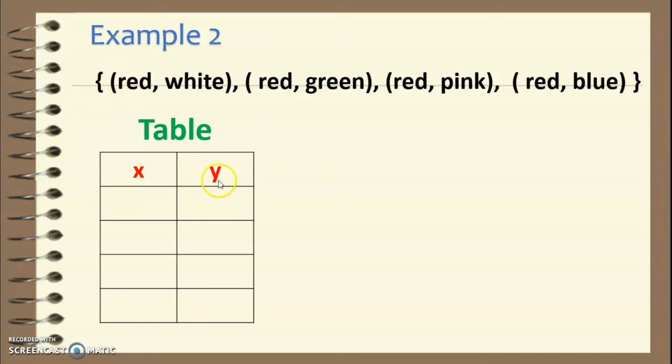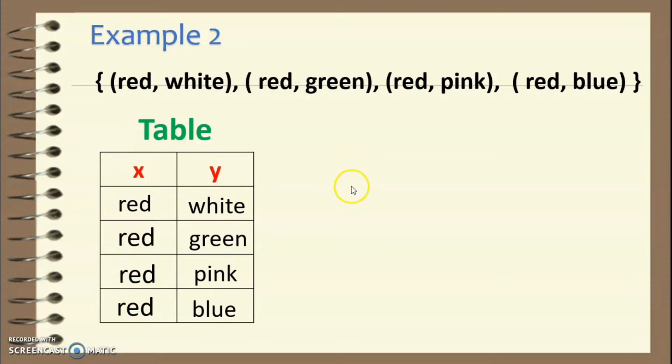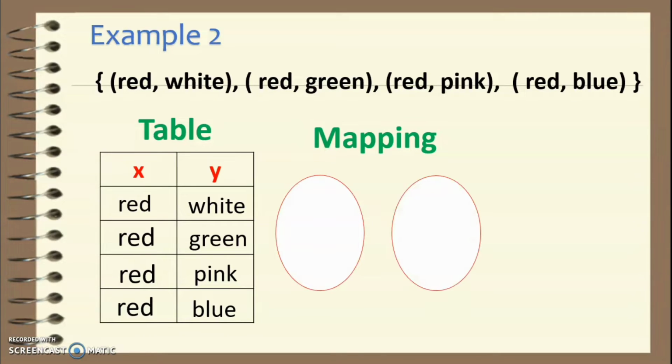Ganun pa rin, i-label mo siya, x and y, first element, then the second element. Isusulat mo lahat ng first element. Okay? Kasi isa lang yung element natin, pareho lang yung first element natin, or pareho yung domain natin, which is the red. Then, isusulat natin ang range, which is white, green, pink, and blue. We will represent this by mapping.